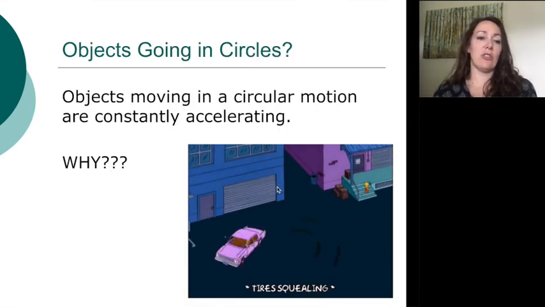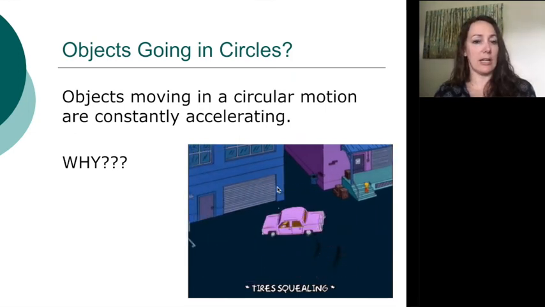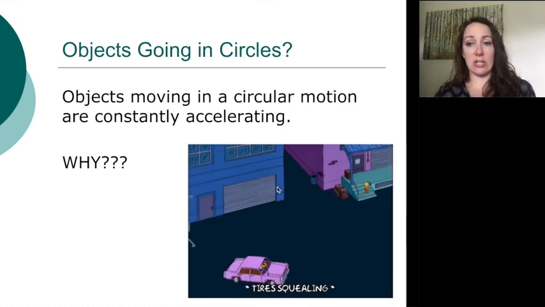So objects going in circles. Why are objects moving in a circular motion constantly accelerating? Well, that's because they're constantly changing direction.